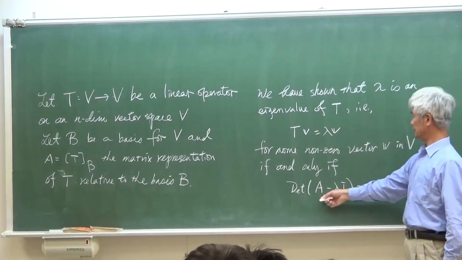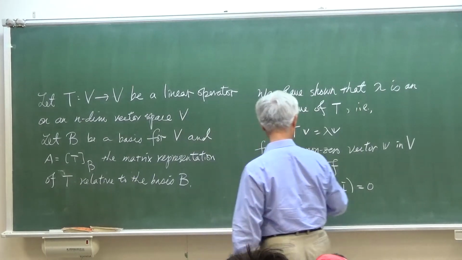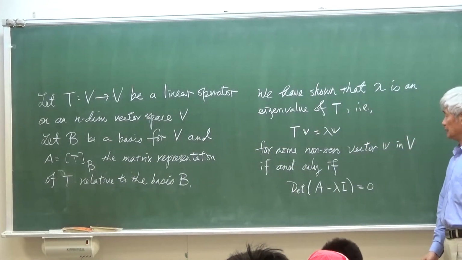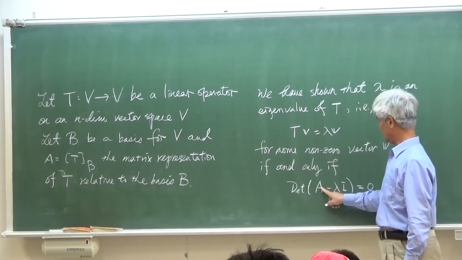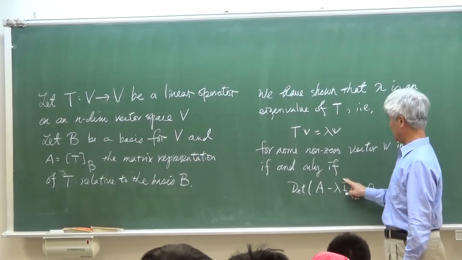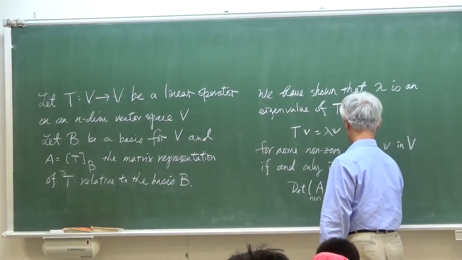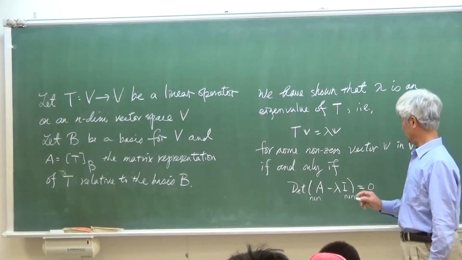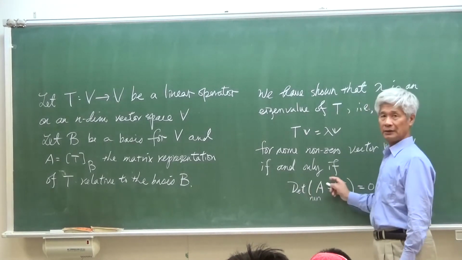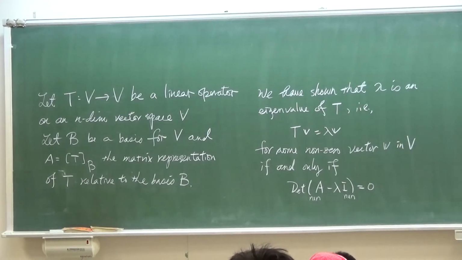This holds if and only if, using the matrix representation A, we take the difference A minus lambda I, where I is the identity. This is an n by n matrix, and the identity is the n by n identity matrix, and the determinant of this difference matrix is zero. So this is what we have established.